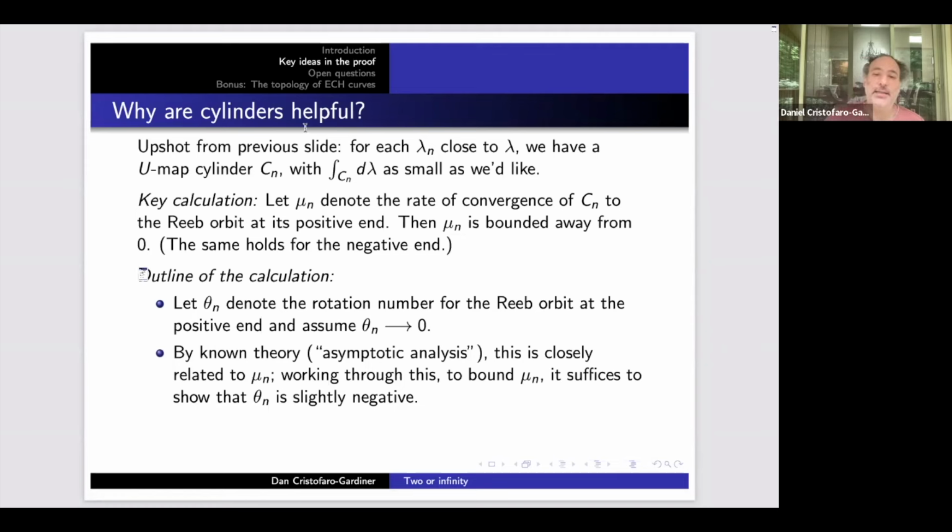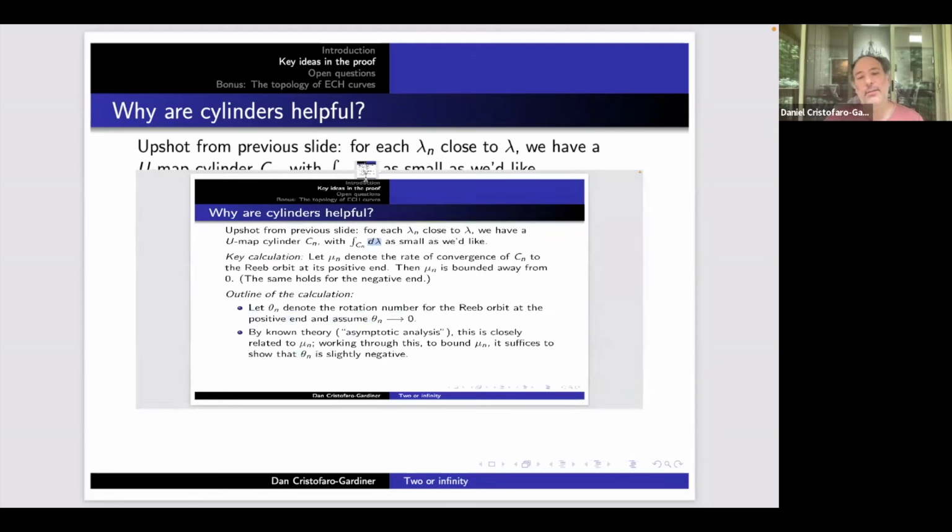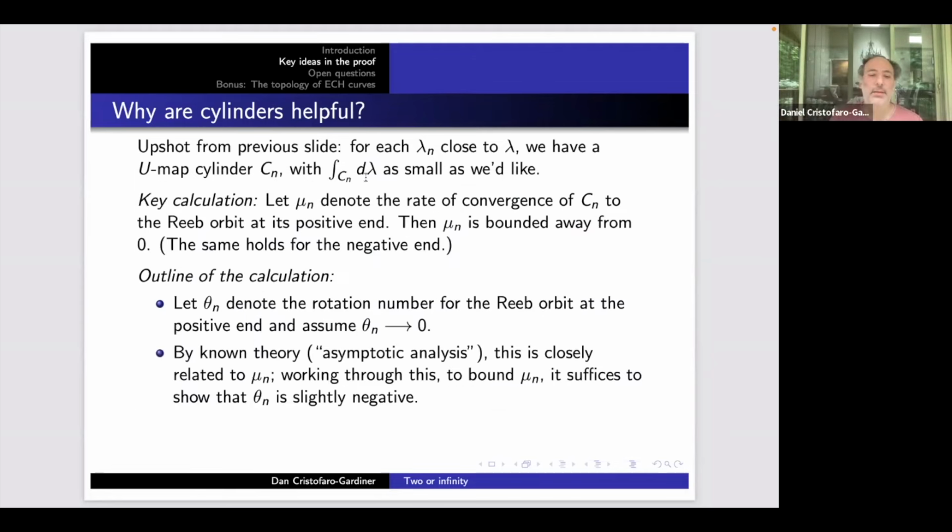Another important idea is that the cylinders need to have small area. They need this integral of the contact form to be small. So it just turns out kind of by magic that if you have small area cylinders, the asymptotic analysis plus the partition conditions is taking care of this exponential convergence idea by itself. So I think that's a good place to stop.